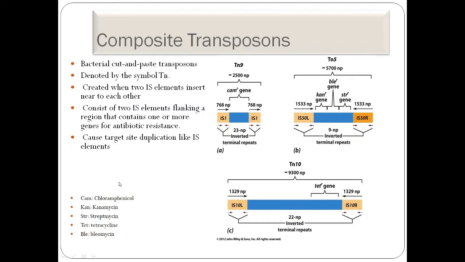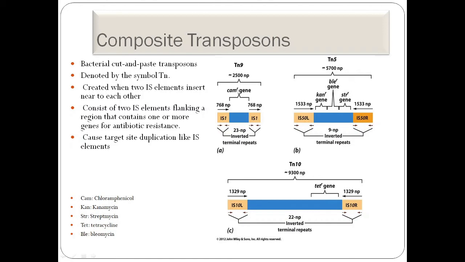CAMR. CAMR is what? It is chloramphenicol. Now here IS1 is present, IS2 is present, and inverted terminal repeats are also present at the end of the insertion element. Then what will happen? When two IS elements are present near to each other, they can move any antibiotic resistant gene. So the first example we have seen is Tn9, CAMR.